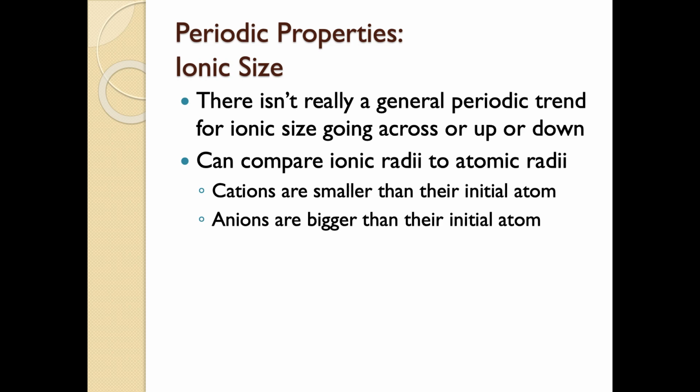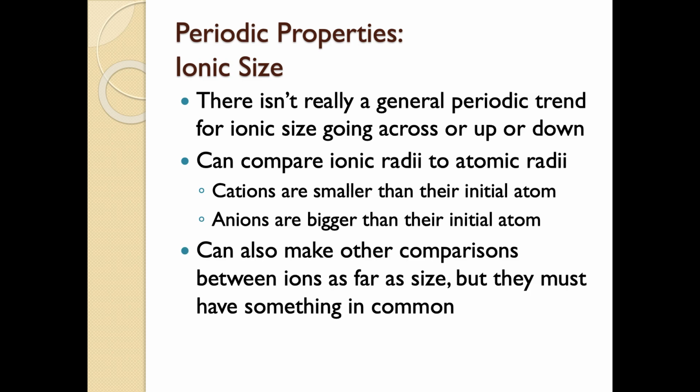Whereas you get the opposite effect if you're adding extra electrons. That's a bunch of extra electron repulsions. That means those electrons have to spread out further from each other and further from the nucleus to try and stay away from each other. And so it causes ions to get bigger as you add more electrons and make anions out of things.